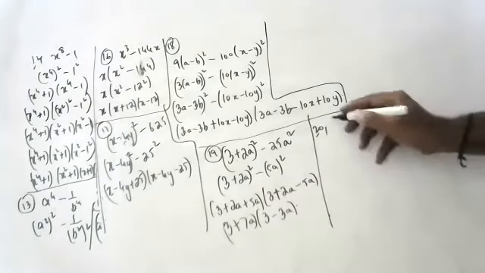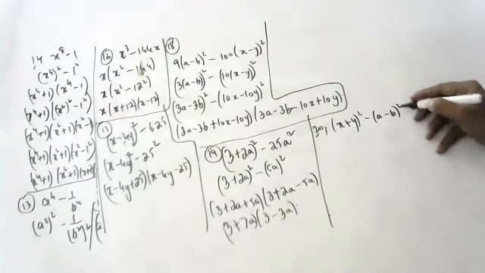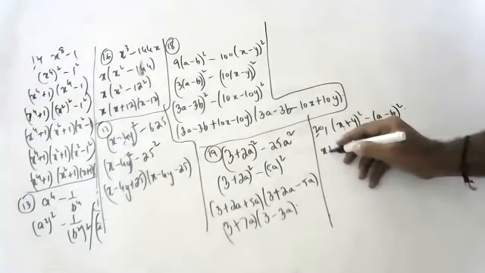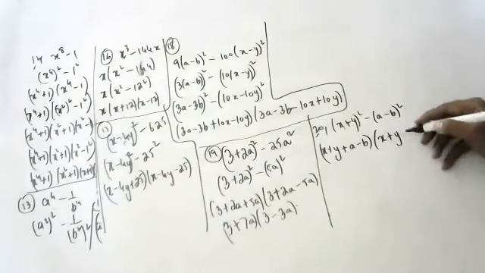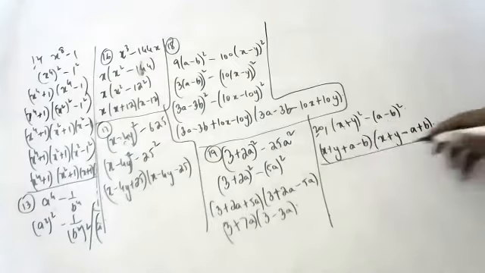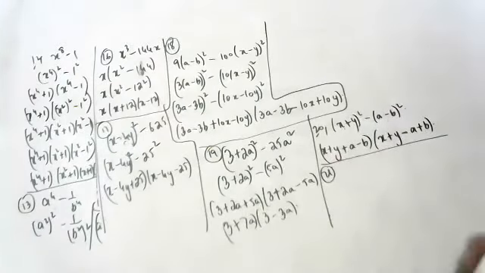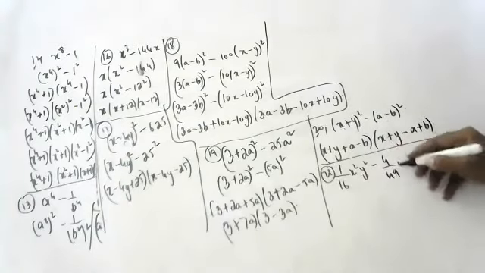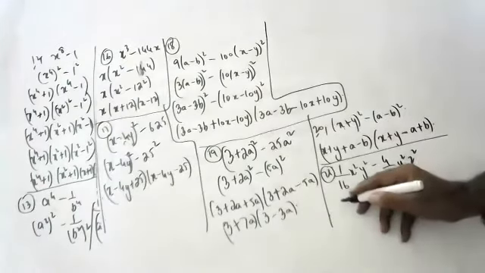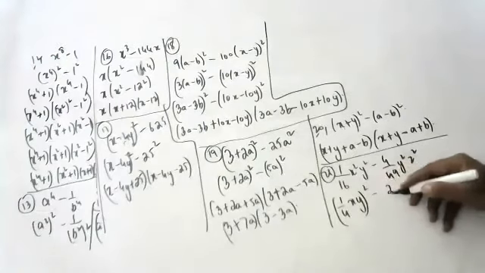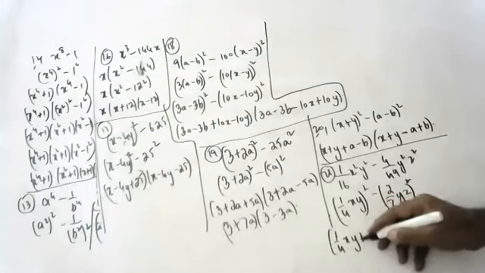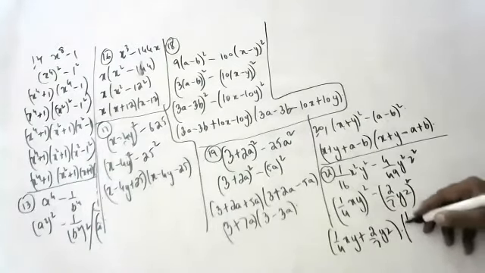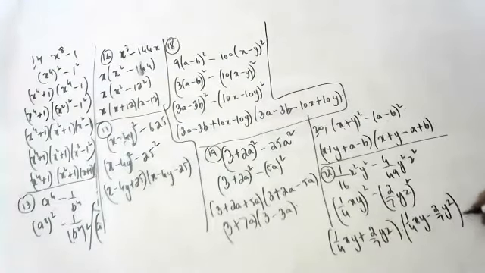Next, you all. (x plus y)² minus (a minus b)². This is A, this is B. So (x plus y plus a minus b)(x plus y minus a plus b). Next: 1 by 16 x²y² minus 4 by 49 y²z². Tell them. (1 by 4 xy)² minus (2 by 7 yz)². Okay, A plus B, A minus B: (1 by 4 xy plus 2 by 7 yz)(1 by 4 xy minus 2 by 7 yz). Okay.